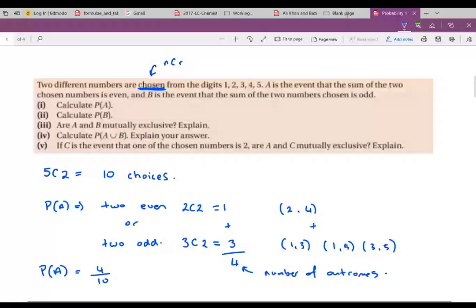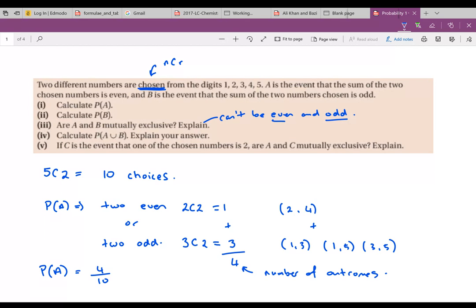Okay, are A and B mutually exclusive? Okay, they are mutually exclusive. It is not possible to be both even and odd. So I can't choose 2 numbers to add together that will be both even and odd. Therefore, they are mutually exclusive.